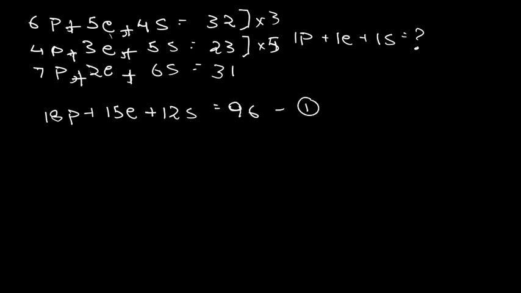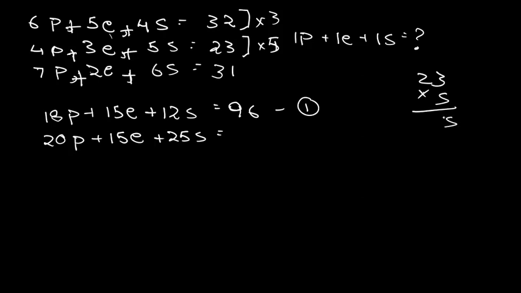And equation number 2 you will get from this particular equation. When you multiply it with 5, it will become 20p, and after that 5 into 3 is 15, plus 15e, and the next one, 5 into 5 is 25, plus 25s. This will be equal to 5 into 23, which is 115. So we got this particular equation as equation number 2.